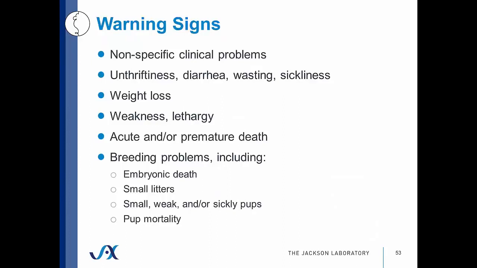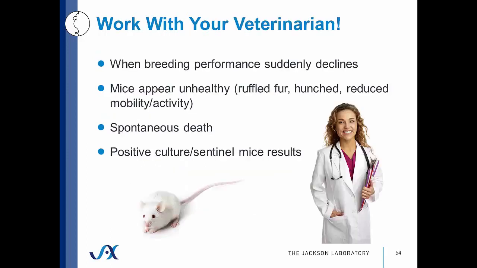If you start to see any of these warning signs, you'll want to call your veterinarian pretty quickly. If you start to see any nonspecific clinical problems or unthriftiness, diarrhea, wasting, or the mice just look sick, if you start to see weight loss or weakness, or if you acutely start to see breeding problems such as small litters or pup mortality, that's when you need to talk to your veterinarian.